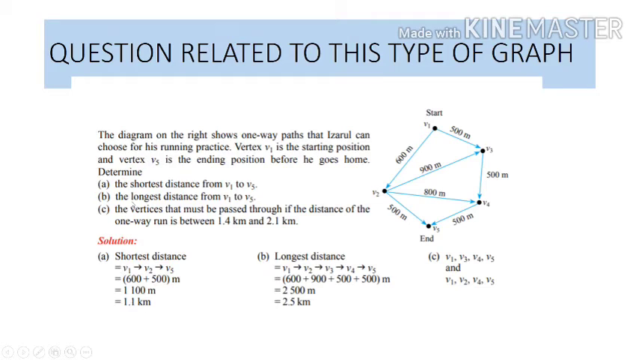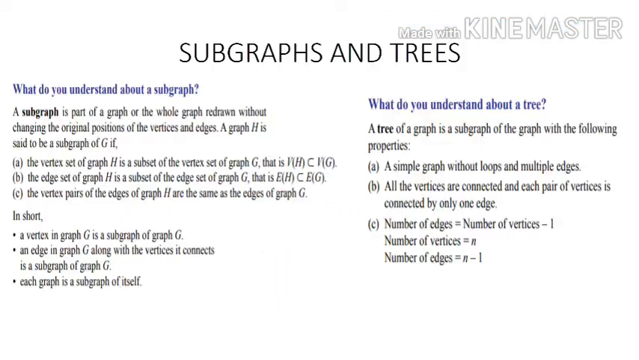And B, the longest distance from V1 to V5 is V1 to V2 to V3 to V4 and to V5. That is the sum of all the paths, 2500 meters, that equals 2.5 kilometers. And for C, you can calculate it by yourself, and if you get this answer, then you are smart.